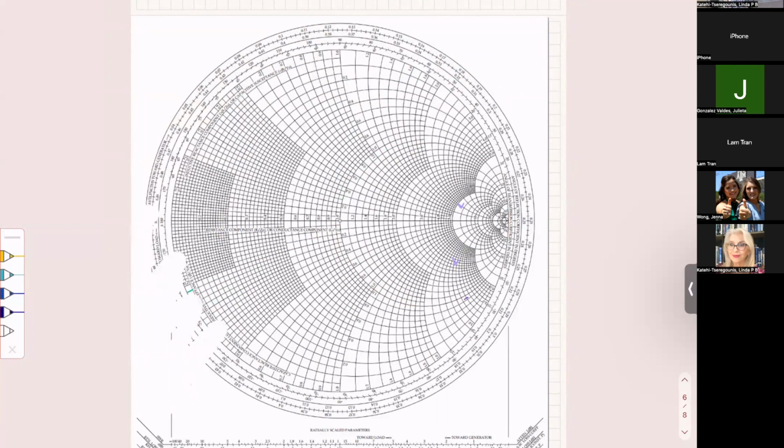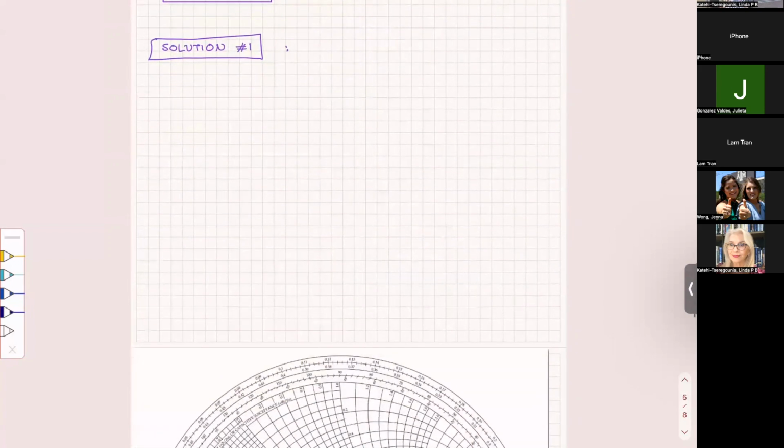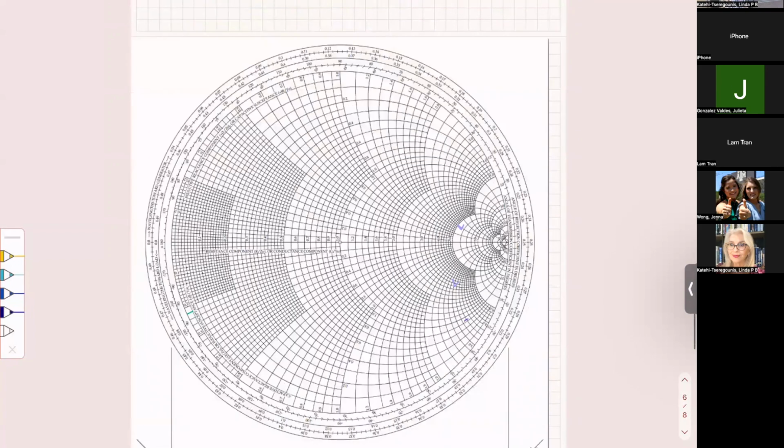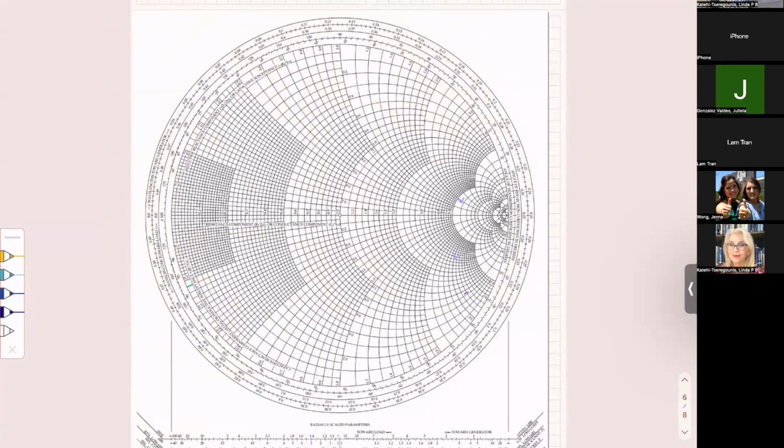Okay. So let's now work out solution number 1, which says that the stub has to be -2 reactants for the reactive part of the admittance. And -2 is here, -2 is down here. Now, we have always to move in this direction.